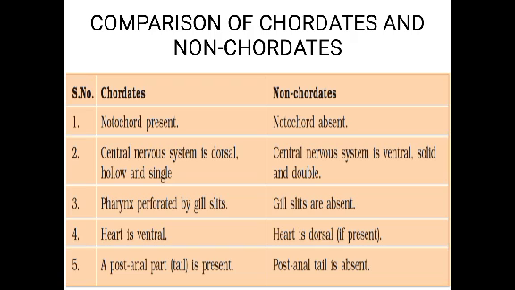Then the heart is present and ventral in position in chordates. In us also, the heart is present on the ventral side. In non-chordates, if a heart is present, it is dorsal. Then a post-anal tail, a part extending beyond the anal region, is present in chordates and absent in non-chordates. So this is a comparison between chordates and non-chordates.